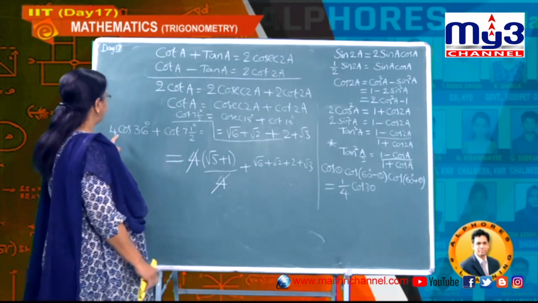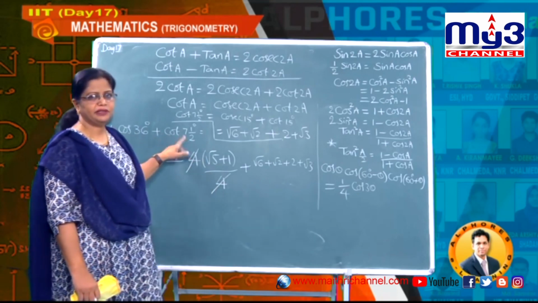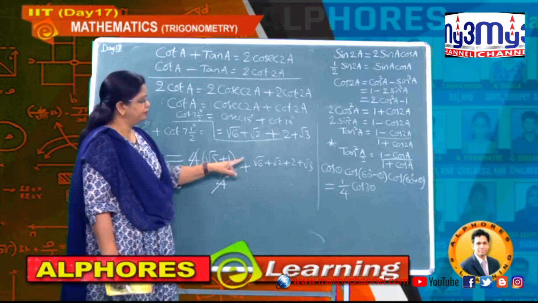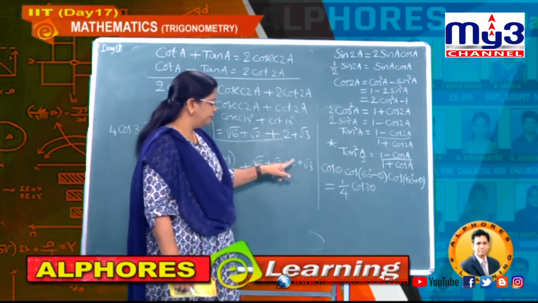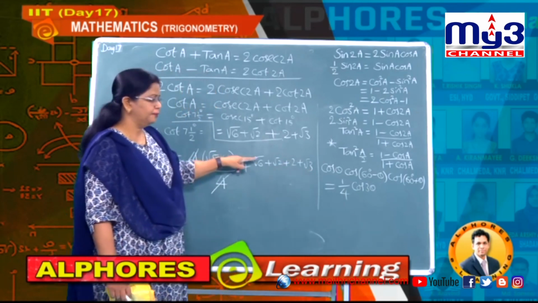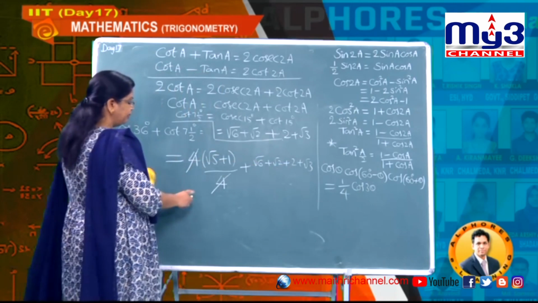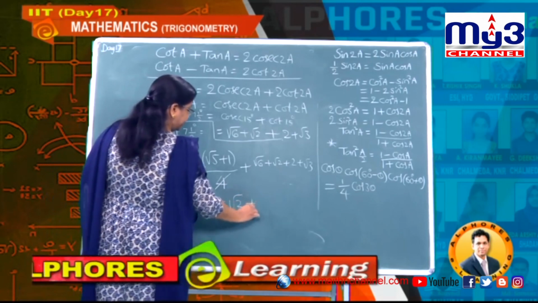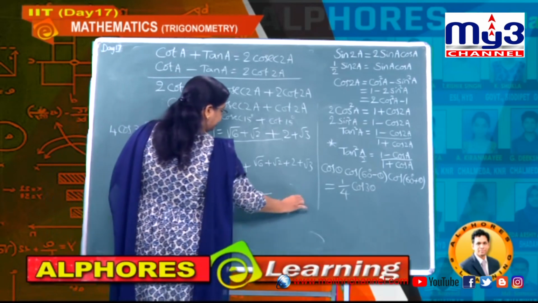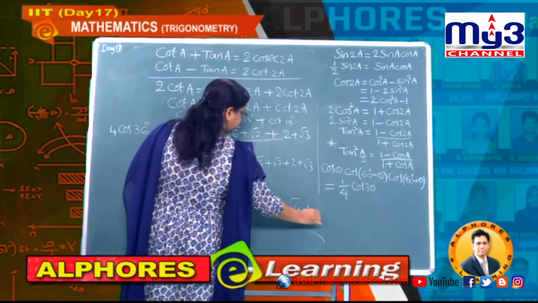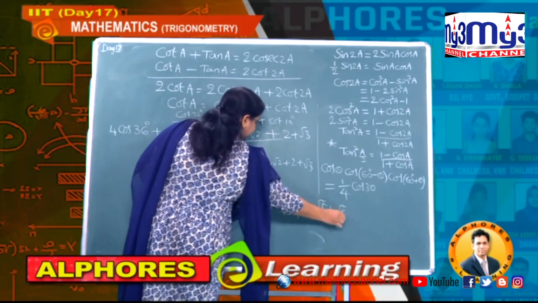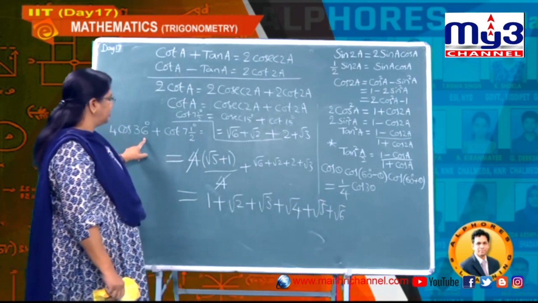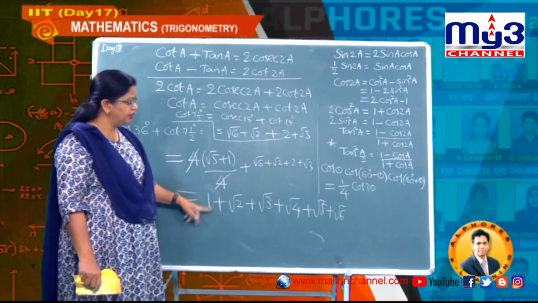The beauty of this problem, 4 cos 36 plus cot 7.5, very nice values you can obtain. This is 1 plus root 2, plus root 3, plus root 4, plus root 5, plus root 6. Very nice, no? So the answer is 1 plus root 2 plus root 3 plus 2 can be written as root 4, and next plus root 5 plus root 6. So I like this number, very nice, right? Now in this way, this is 4 times cos 36 plus cot 7.5 value we can write.